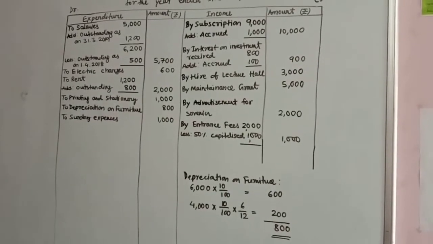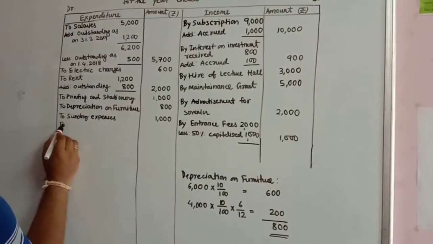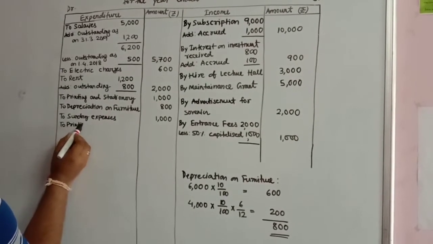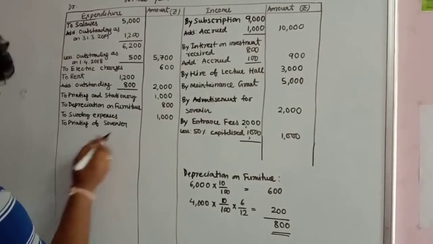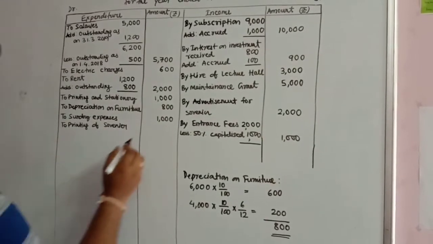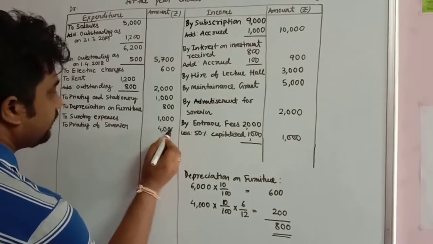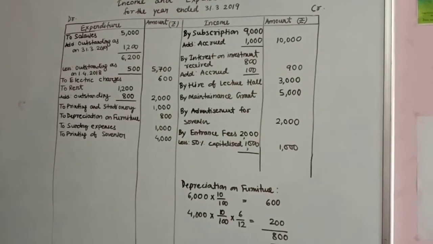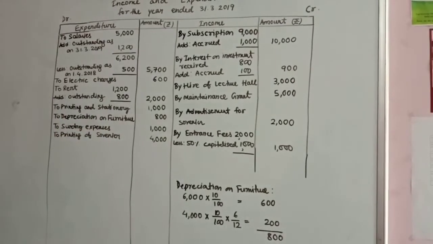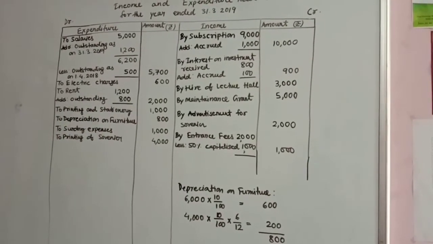Next you have printing of a souvenir. The amount that you have for such printing of souvenir is rupees 4,000. It is again an item of recurring nature. It is an item of revenue nature. It will be treated as an expenditure while preparing the income and expenditure account.